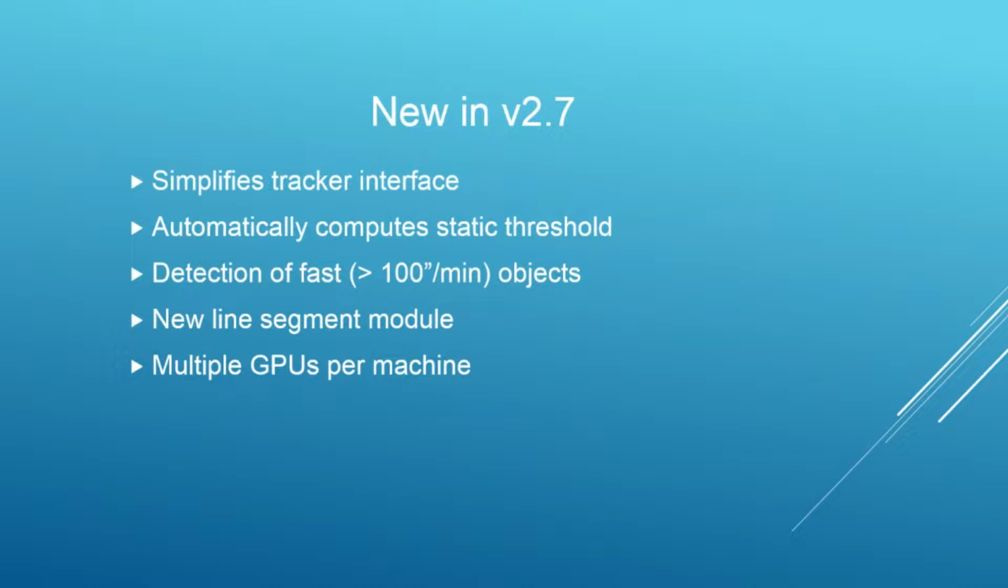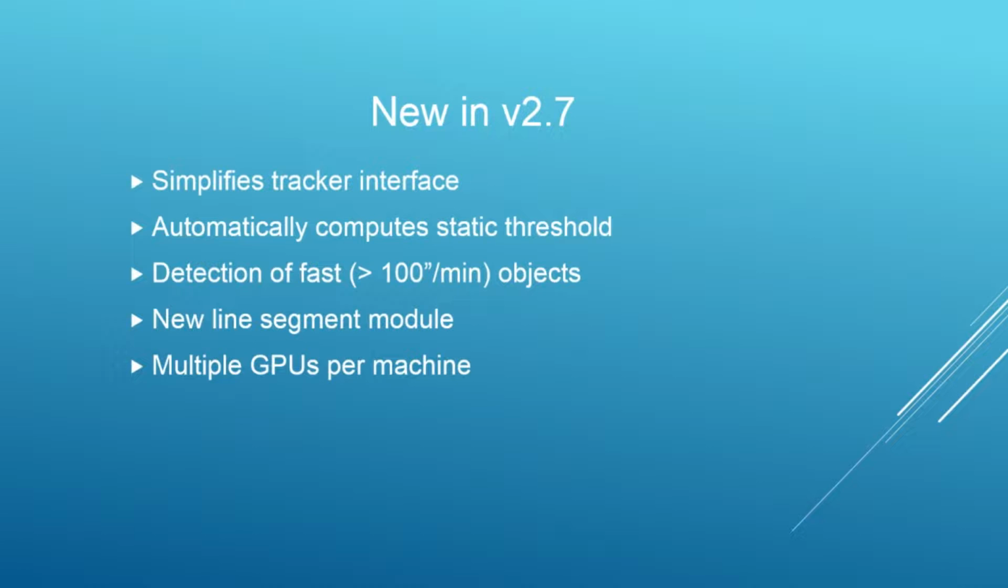The next item here is also very important. I found through a data set that was provided to me that earlier versions were having difficulty detecting really fast objects, and so this has now been fixed in version 2.7, so this is certainly a nice improvement there.